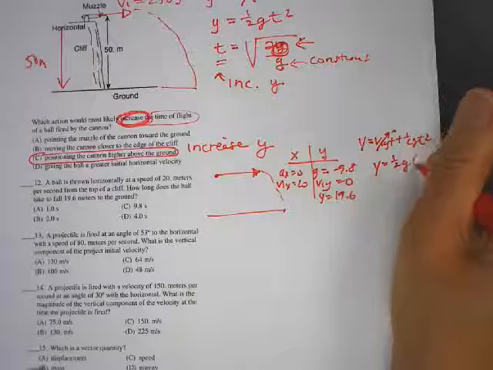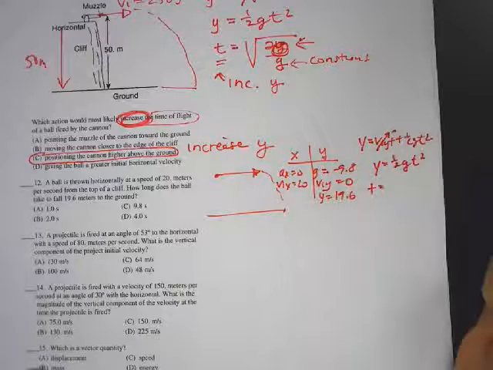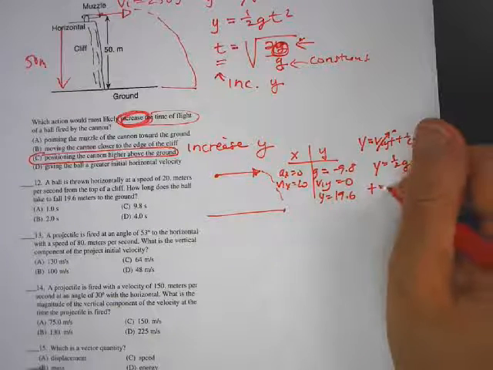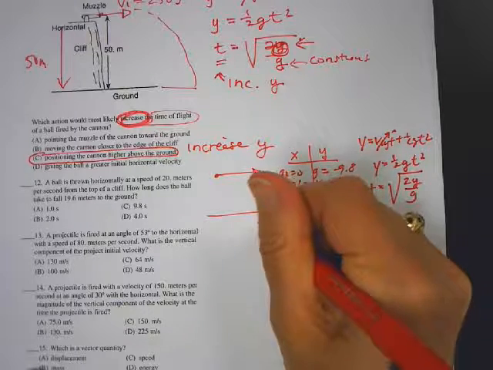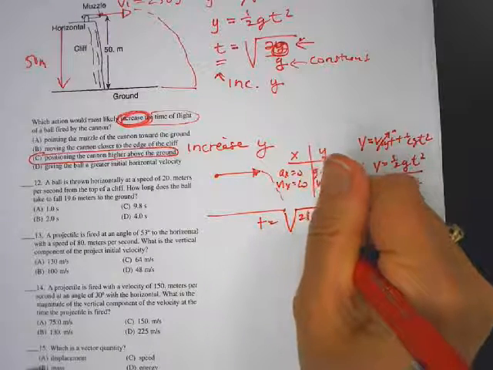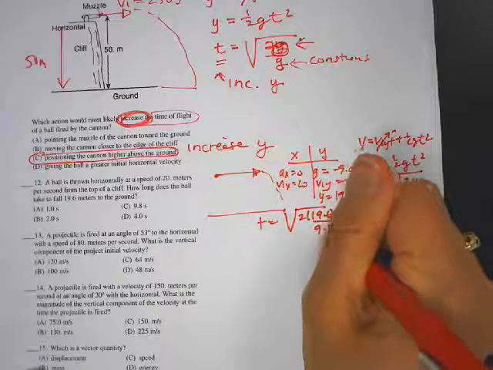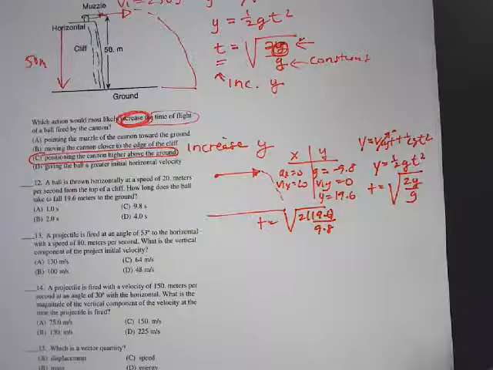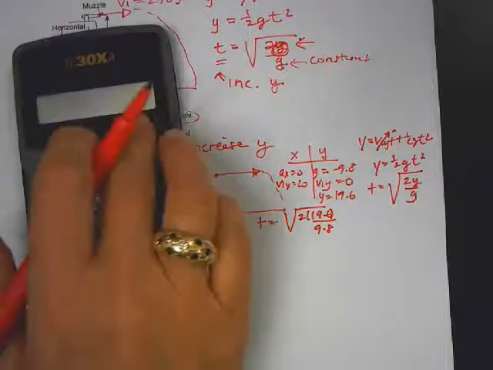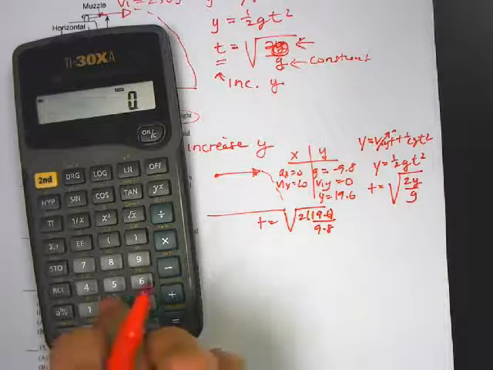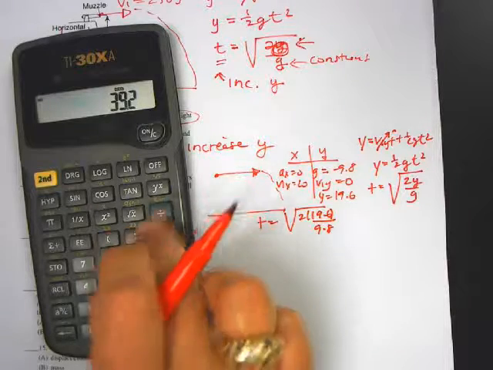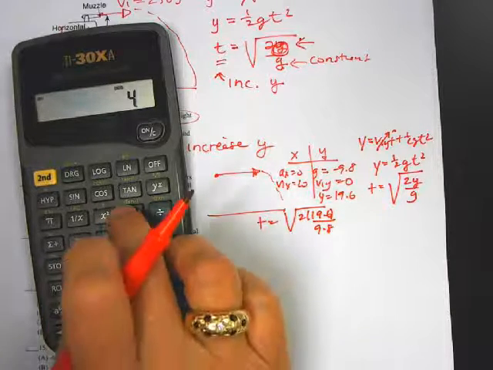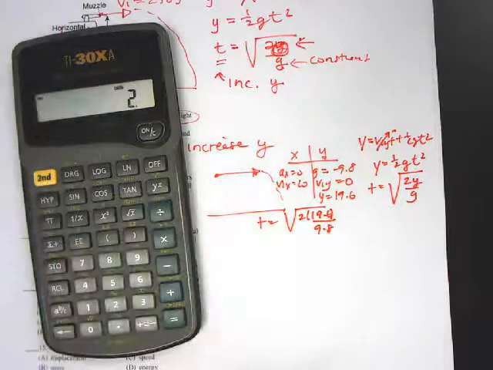I rearranged this. I've already done it on this review sheet like 5 times. T is equal to the square root of 2Y over G, so T is equal to the square root of 2 times 19.6 over 9.8. When I do that on my calculator, 2 times 19.6 equals, divided by 9.8 equals, and then square root ends up being 2 seconds. And that is choice B.